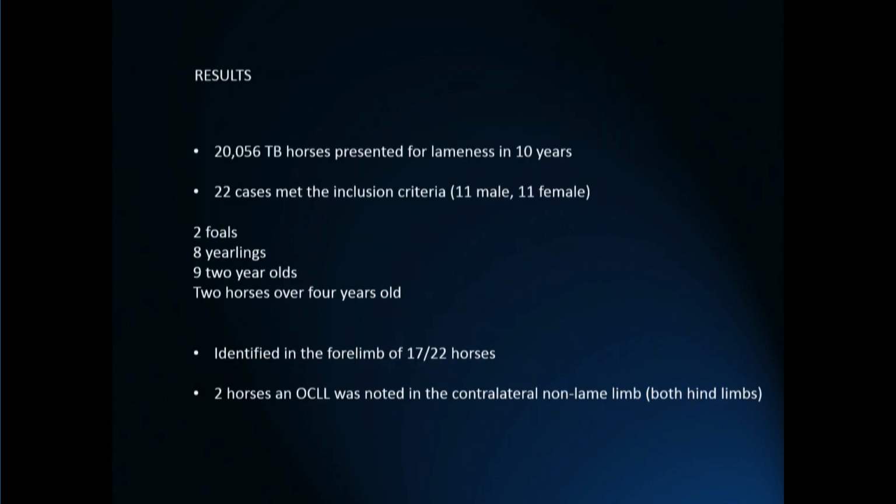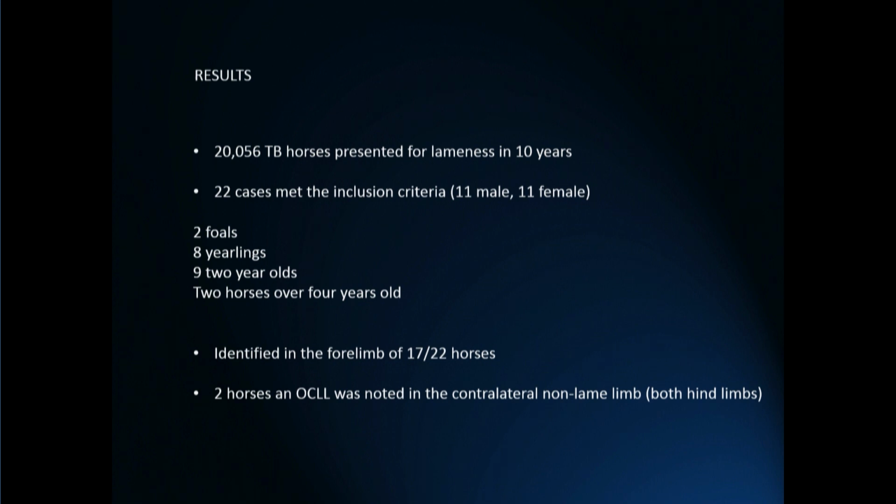So what do we find? During this 10-year period, 20,056 thoroughbred horses were presented for lameness evaluation. We had 22 cases that met the inclusion criteria, equally spread between male and female, and quite an even distribution between 2 foals, 8 yearlings, 9 2-year-olds, and 2 horses over 4. This probably tallies as well with this subset of horses that we're seeing here, the juvenile flat thoroughbred horses.